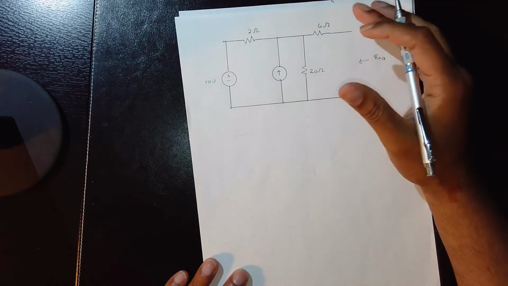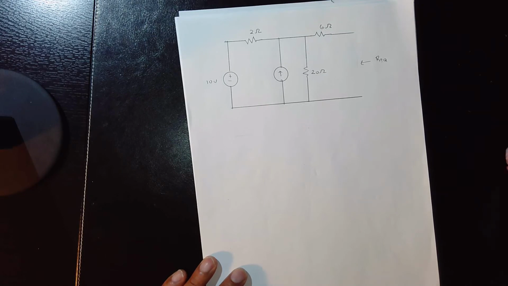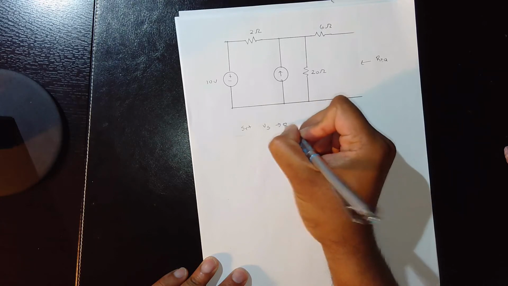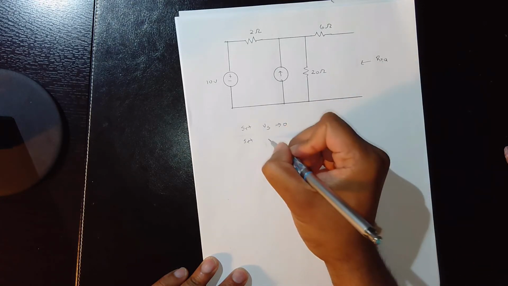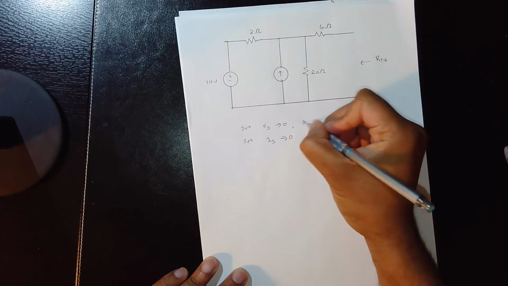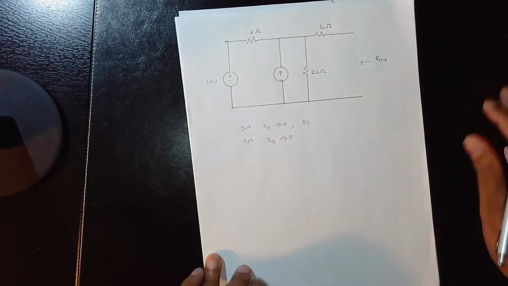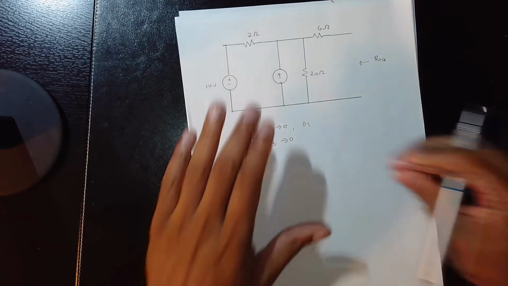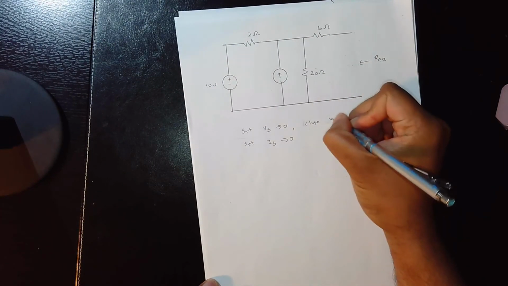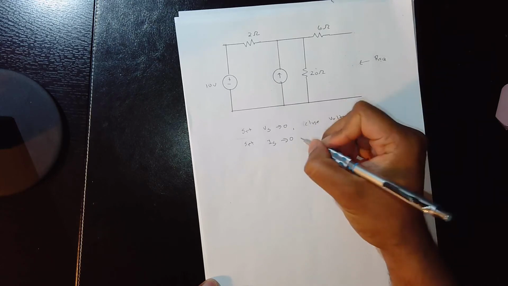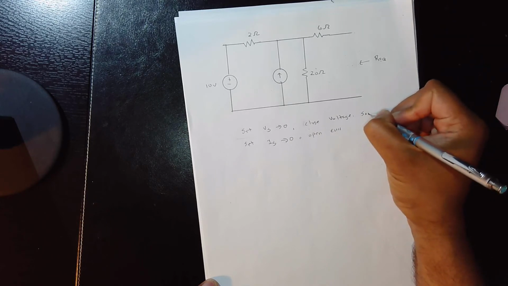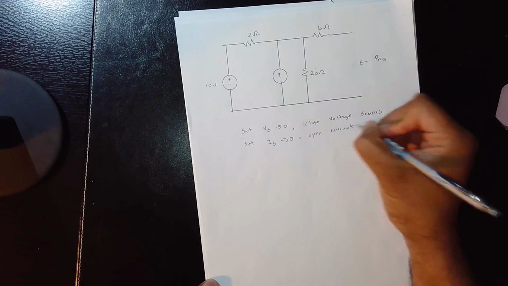So what do we do? How do you solve for REQ? Very simple. You have two things. You want to set your V source equal to 0, and you want to set your I source equal to 0. So to set a voltage source equal to 0, you want to close all voltage sources, and you want to open current sources.